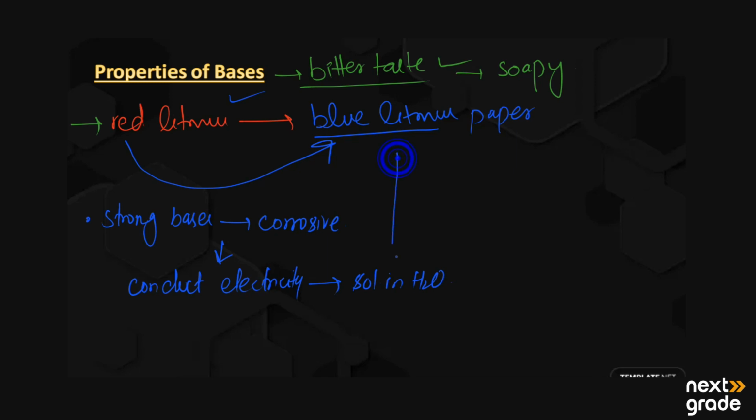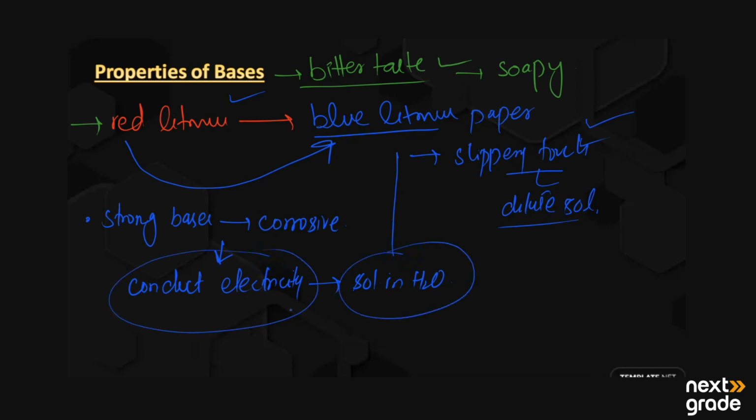Next, they have a slippery touch. So bases have a slippery touch. We can feel the slippery touch of bases when their dilute solutions are handled. So these are some characteristics of acids and bases. The common property of acids and bases is that they can conduct electricity when dissolved in water. I hope you understand the properties of acids and bases.